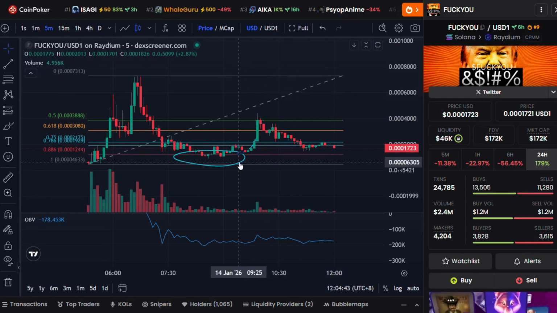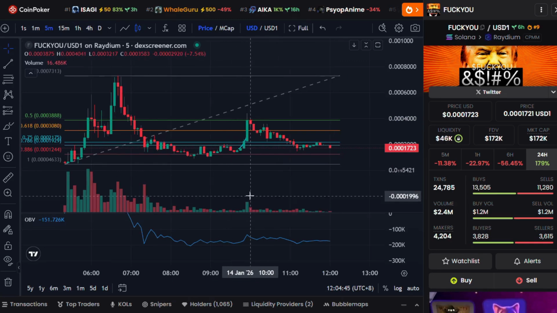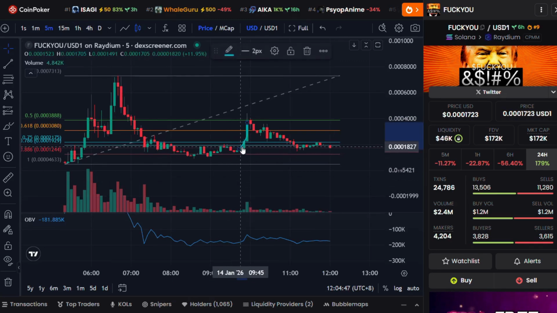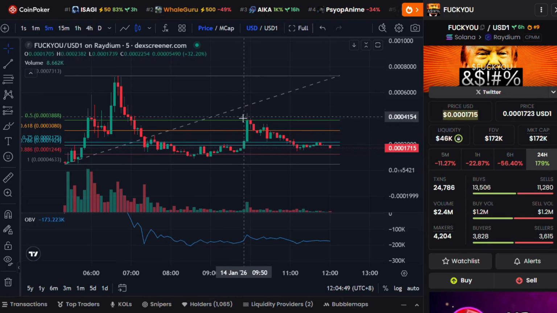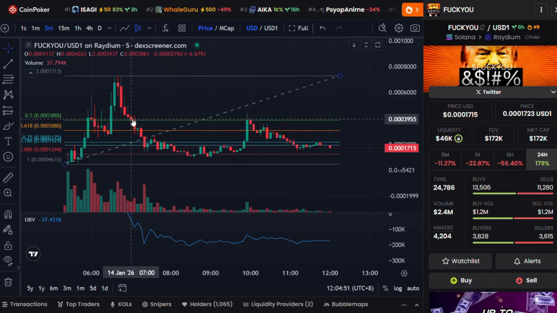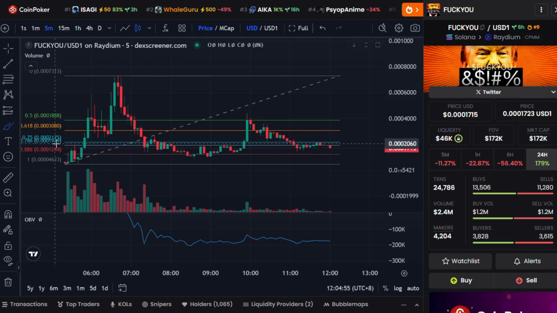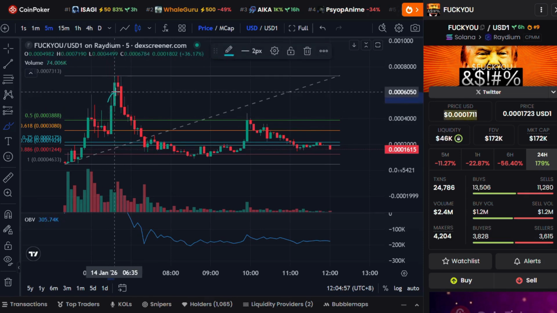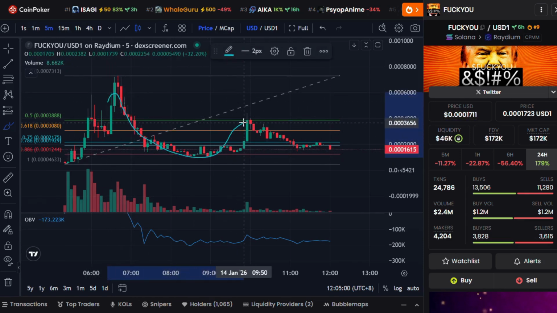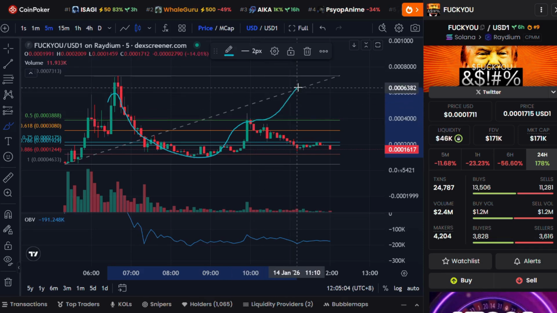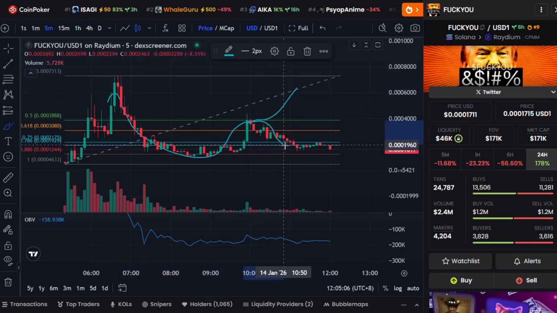This sequence perfectly demonstrates how powerful the 0.5 equilibrium level is in Memecoin trading. When price reaches this level and cannot reclaim it, it often acts as a decision point, either leading to continuation higher if reclaimed as support, or continuation lower if it holds as resistance.